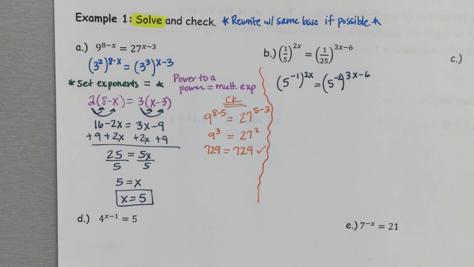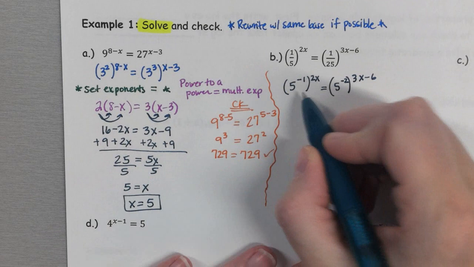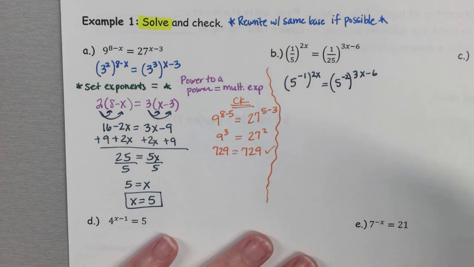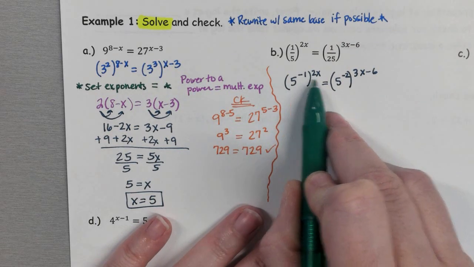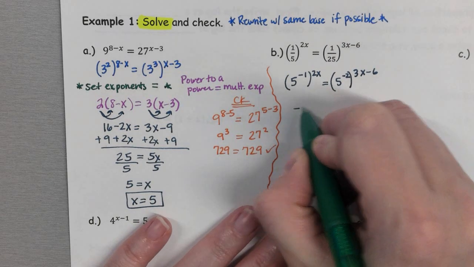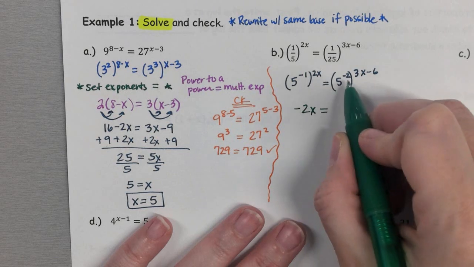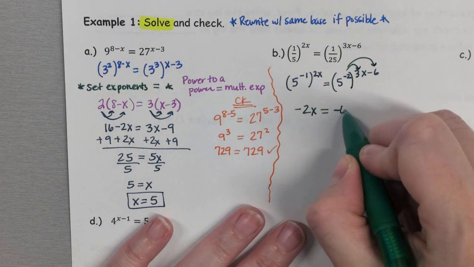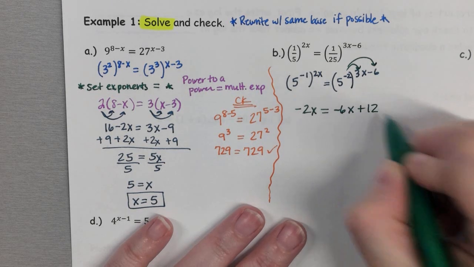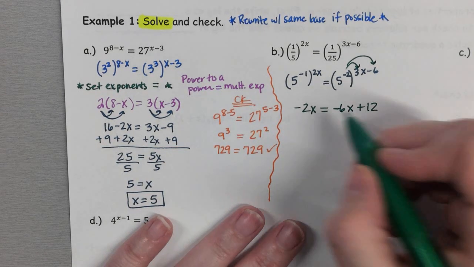1/5 to what power is 1/25? 1/5 squared. So you could do that as well. Sometimes there's more than one way to write it. Okay, and then now we're going to set the exponents equal. And then if you want, you can multiply this at this step. What's negative 1 times 2x? Negative 2x. And then here, just remember that you got to distribute to both. So this would be negative 6x plus 12. And then we're just going to solve that for x.